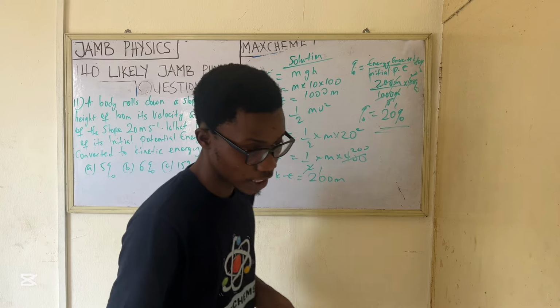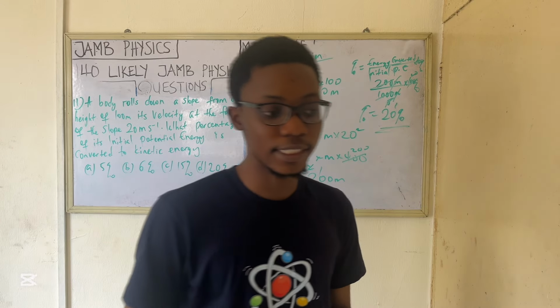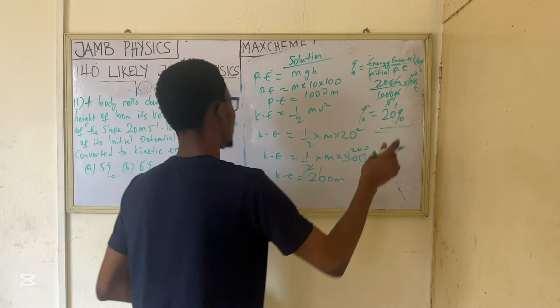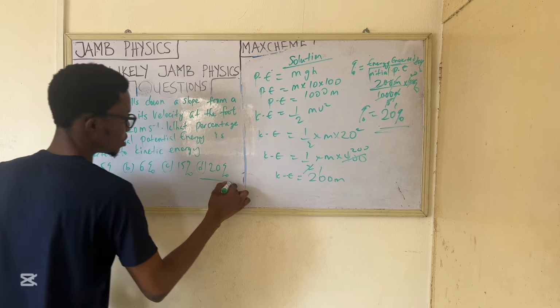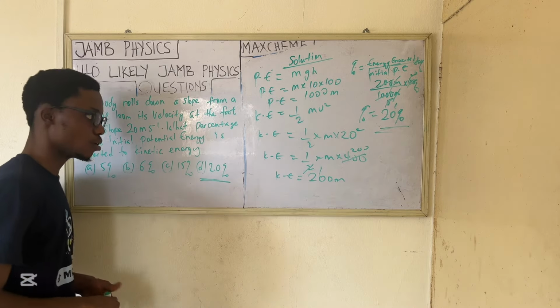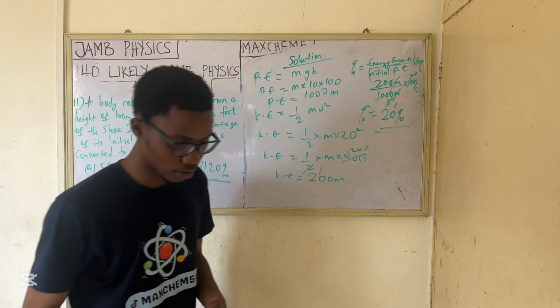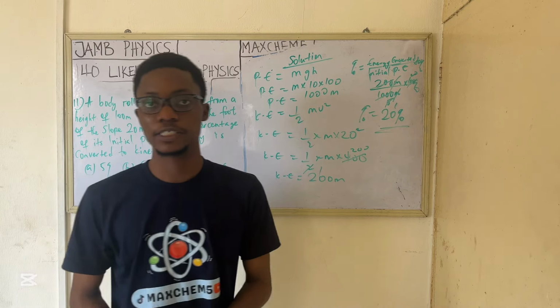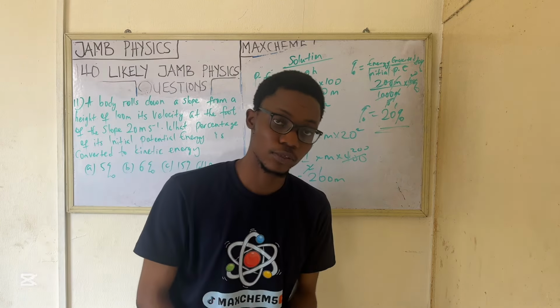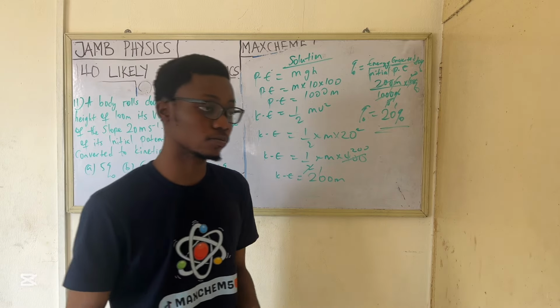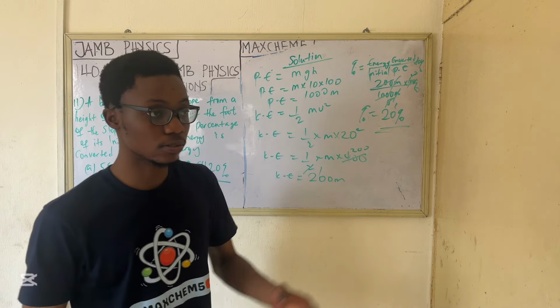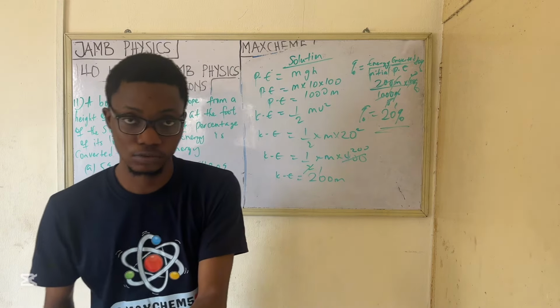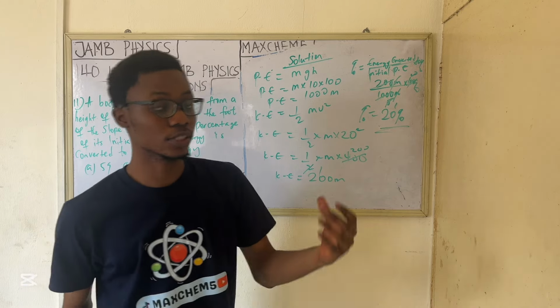That was the percentage of potential energy that was converted to kinetic energy. So we have 20%. That is option D, 20%. All we have to do is look for your kinetic energy, look for your potential energy, then kinetic over potential multiplied by 100, because kinetic was the energy we converted to.